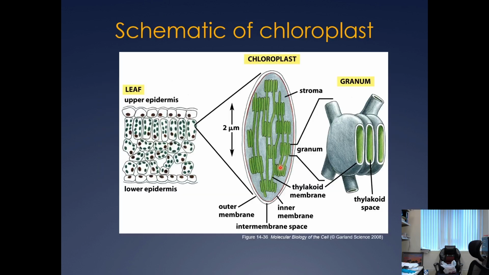But here's just a schematic of the chloroplast. You have the stroma and the thylakoid membrane and the thylakoid space. And here it is, and all of the electron transport machinery and the photosynthetic reaction centers, photosystem 1 and photosystem 2, are sort of all in this thylakoid membrane.